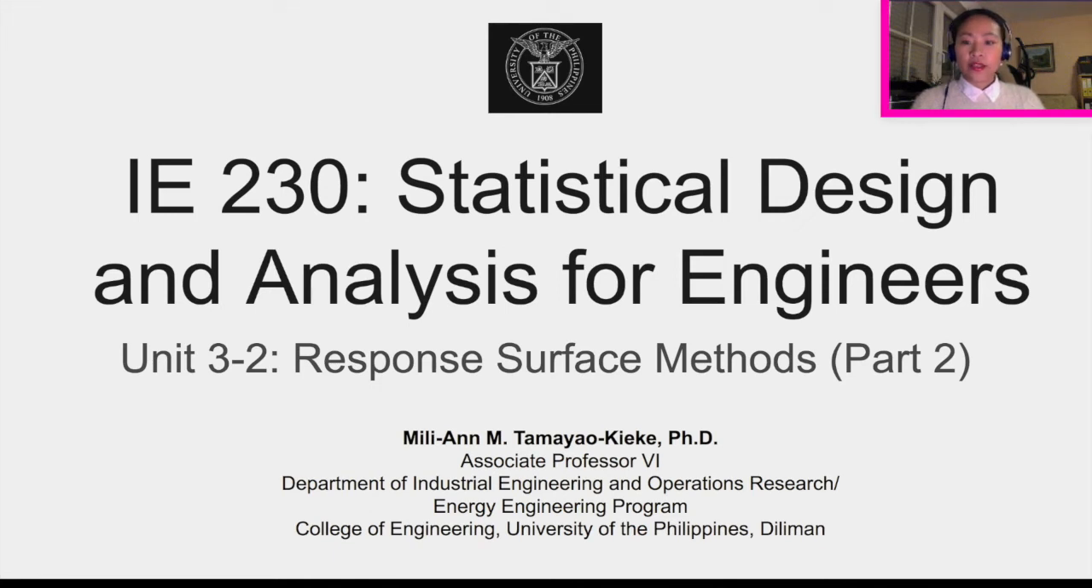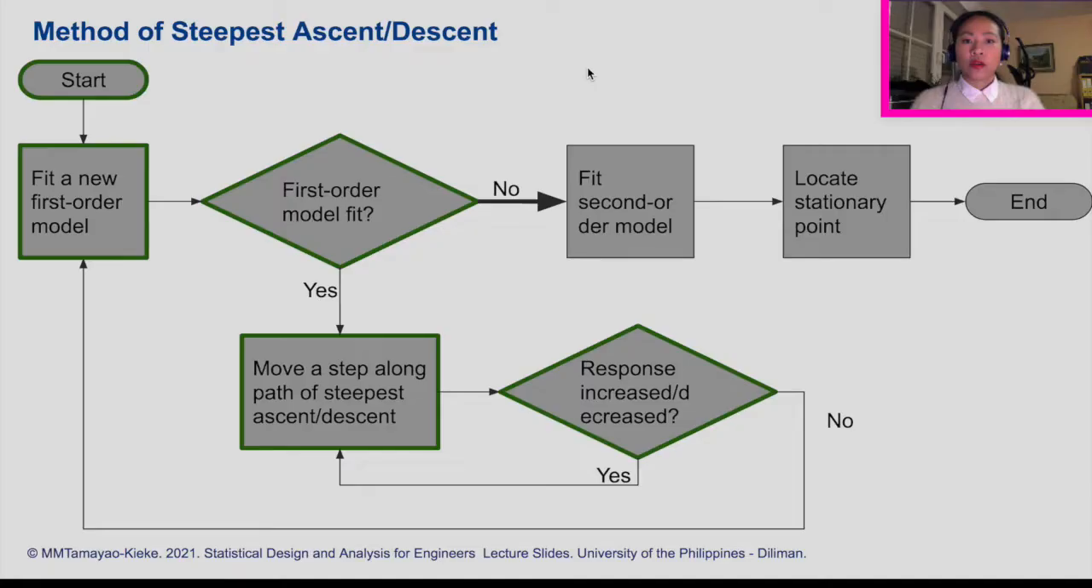Good day. This is a continuation of the lecture on Unit 3-2, Response Surface Methods. In the first part of this lecture, we talked about these steps in the method of steepest ascent or descent. Okay, so the shapes with green border have been discussed already.